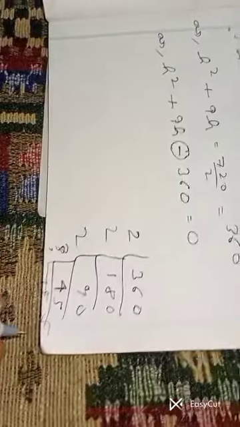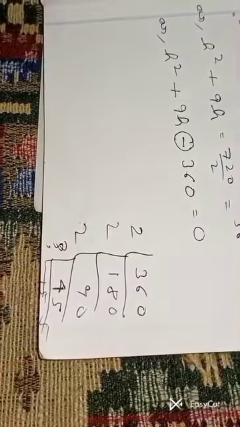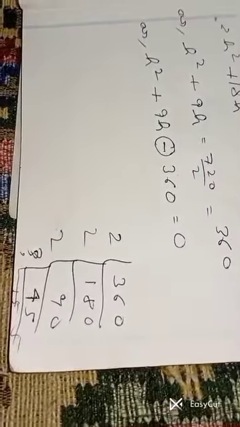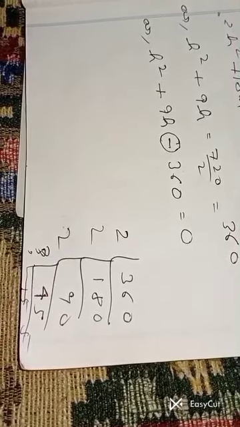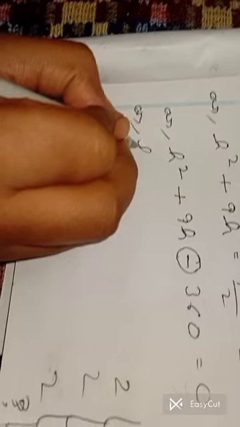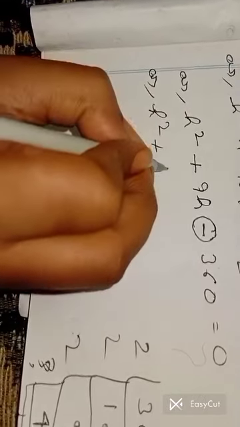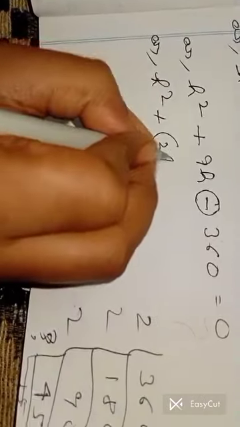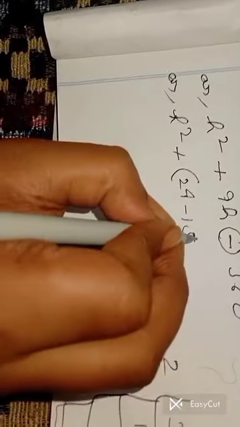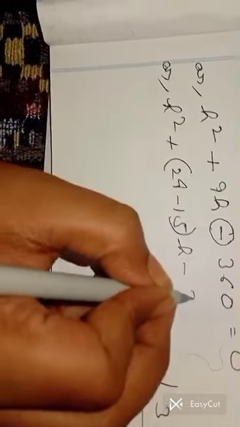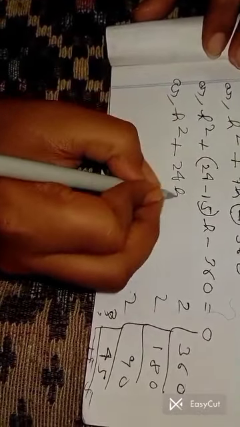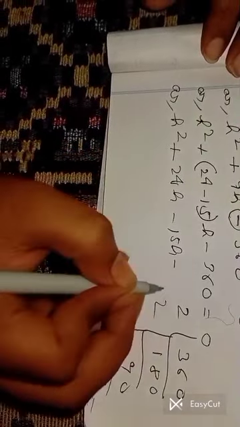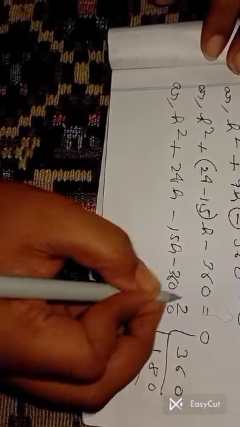So how do we bring 9 here? 3 into 5 is 15, and 24 minus 15 equals 9. So what do we get? h square plus 24h minus 15h minus 360 equals 0, from the factors 24 minus 15, which equals 9.